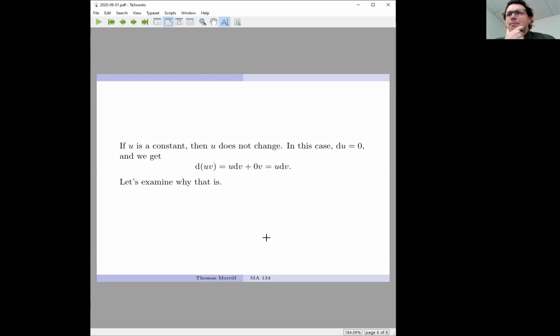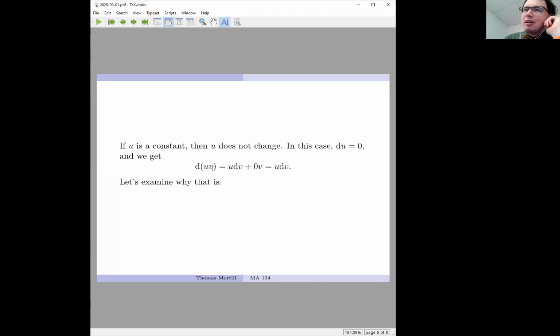So what does this mean for these constant values? Well, if they are not changing ever, then the differential of a constant must be 0, always. Because again, constants do not change. That's what it means to be a constant. So if my u variable is a constant, du is going to be 0. And the formula gets even simpler.